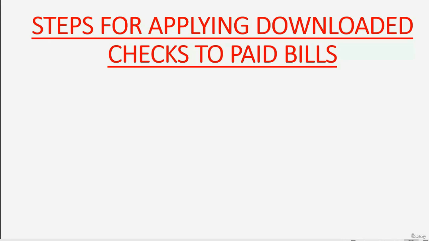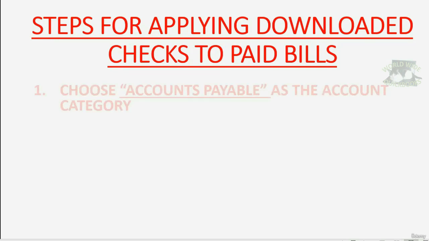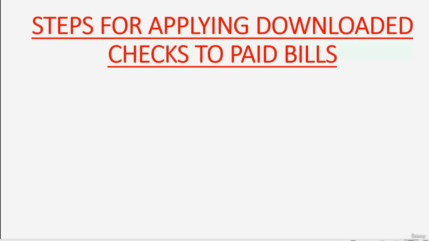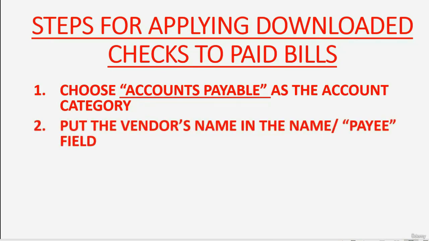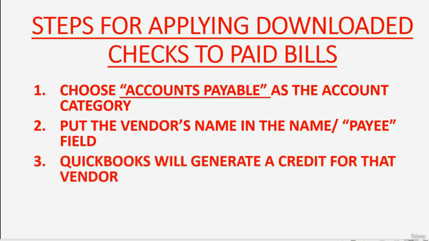And just like QuickBooks can handle prepayments from customers for income, it can handle advance payments to vendors for future bills that we will receive. The steps are exactly the same except with the vendor-related words. When you record the check or the expense from the Bank Feed Center into your records, you will choose the Accounts Payable account as the account category. Then put the vendor's name in the Payee field, and then QuickBooks will generate a credit for that vendor that we can check on the vendor reports.